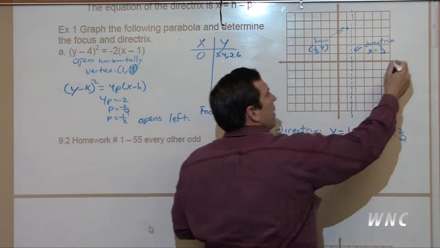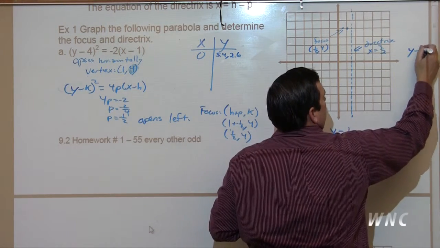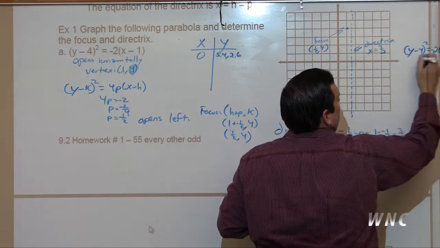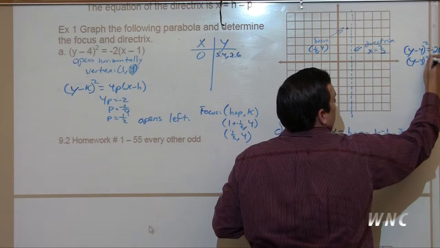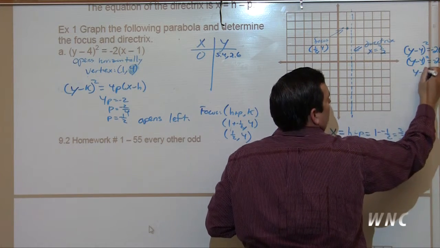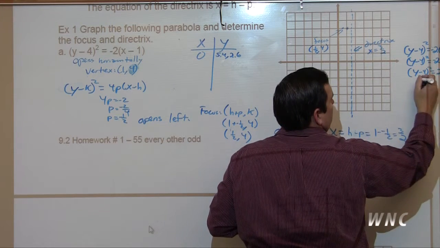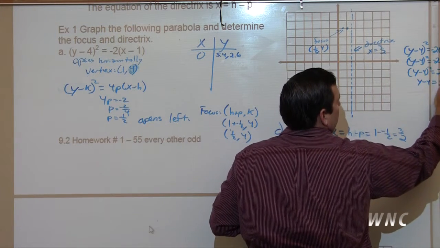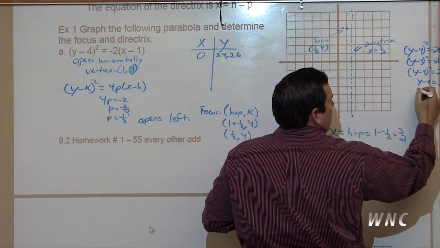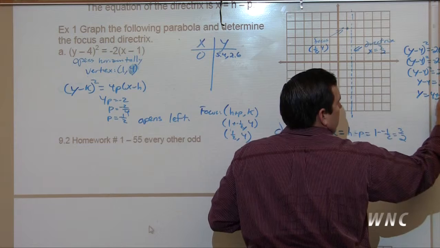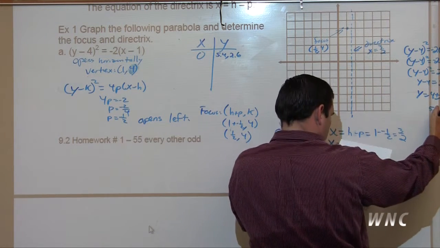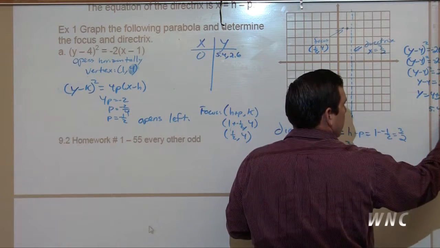And to get that, again, y minus 4 squared is negative 2 times 0 minus 1. So y minus 4 squared equals negative 2 times negative 1. Y minus 4 squared equals 2. Y minus 4 equals plus or minus the square root of 2. So y equals 4 plus or minus the square root of 2. And that's where we get our 5.4 and our 2.6.